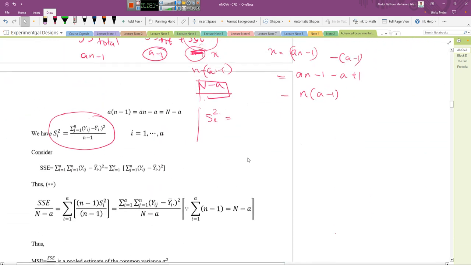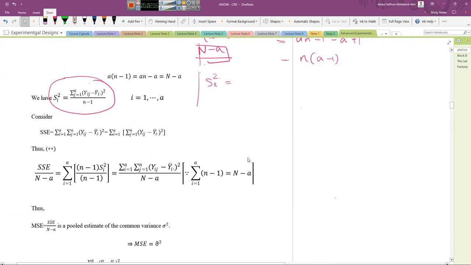So this can be written as summation j equals 1 to n (y_ij minus y_i dot bar) whole squared. Okay, and the degrees of freedom is n minus 1 for this, right? Okay, now what I will do is, I will just multiply this by n minus 1 and divide by n minus 1.